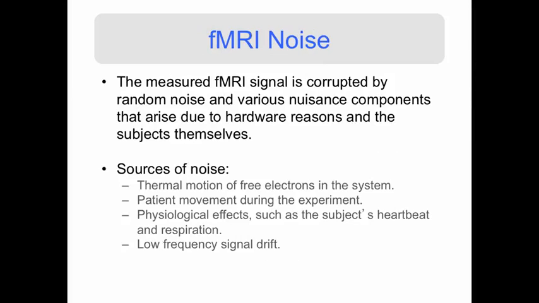The fMRI signal is not as clean as I had in my little cartoon on the previous slides. The measured fMRI signal is corrupted by random noise and various nuisance components that arise both due to hardware reasons, so the scanner, and due to the subjects themselves. So sources of noise include thermal motion of free electrons in the system, and patient movement during the experiment, so if the patient moves back and forth, that causes noise. The subject's heart rate and respiration causes physiological effects that corrupt the signal. And there's also something called a low-frequency signal drift, which we have to take into consideration.